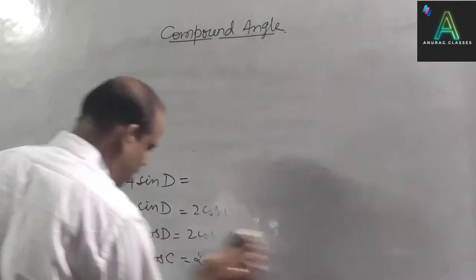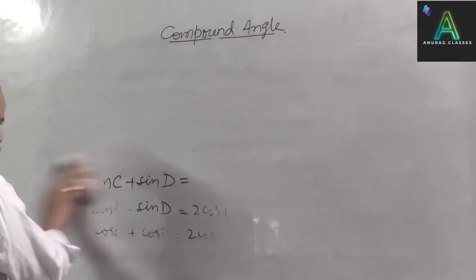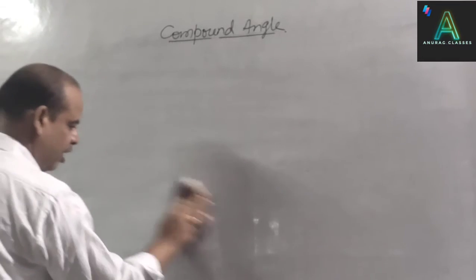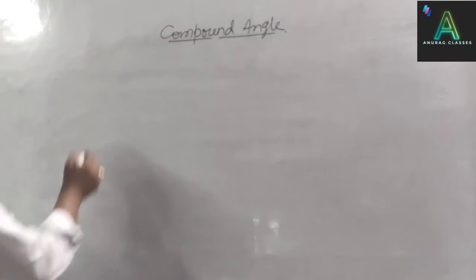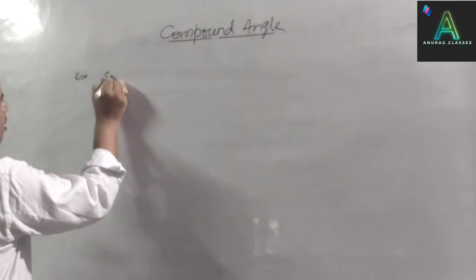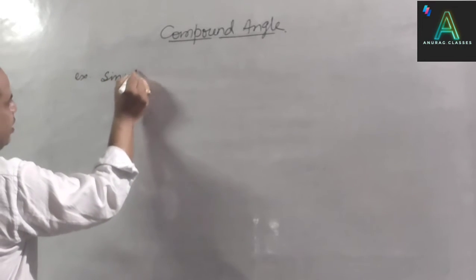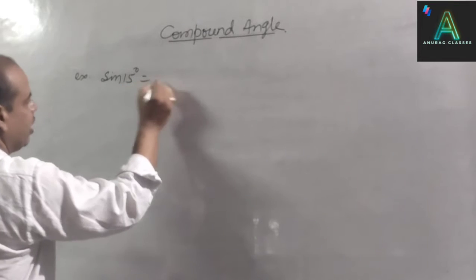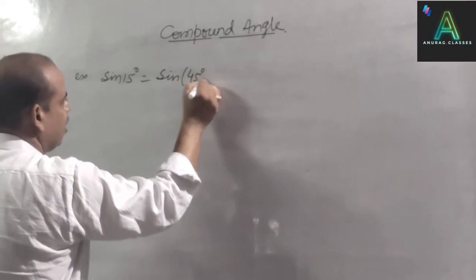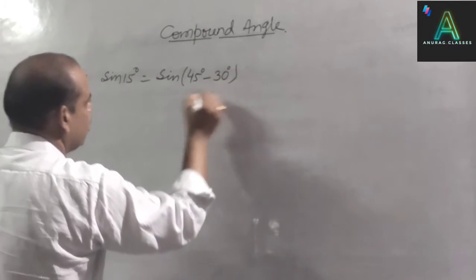By using the formulas shown here, you can easily find the values of trigonometric ratios if angles are multiples of 15 degree. For example, I am taking sine 15 degree. See here, you can write sine 15 as sine 45 minus 30.